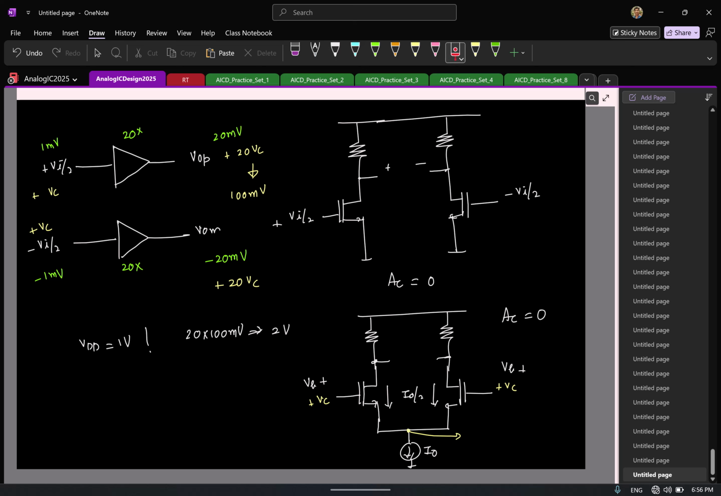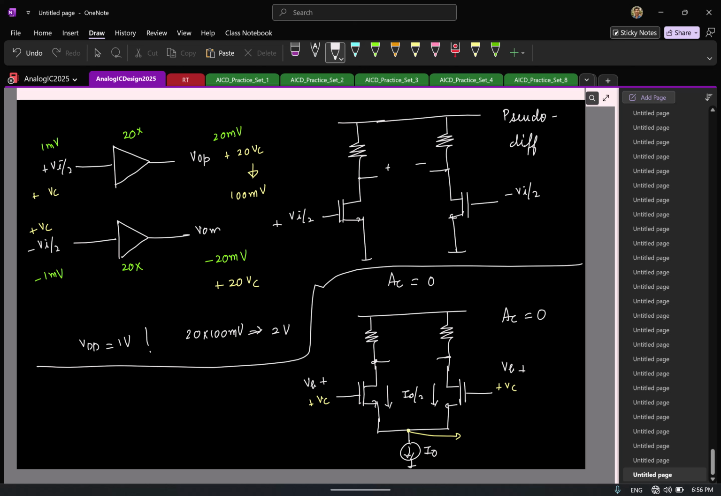So, to differentiate these two, we have separate names. The top structure, which does not have a common mode rejection, is called a pseudo differential implementation. Whereas this bottom one, which has a common mode rejection, is called a fully differential circuit.